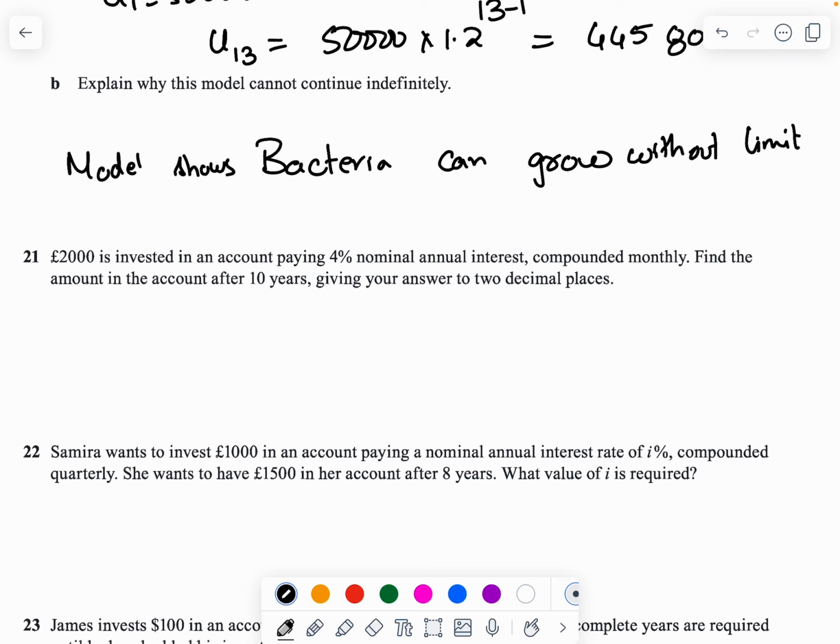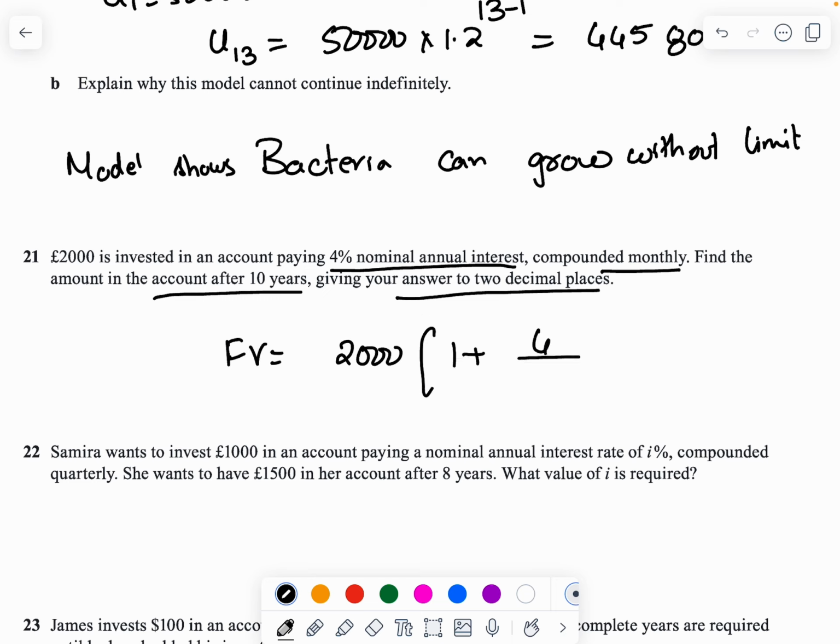Question number 21. 2,000 pounds is invested in an account paying 4% annual interest, compounded monthly. Find the amount in the account after 10 years, giving your answer to two decimals. So the present value will be 2000. This is a formula you need to remember, plus 4%, 4 upon 100, because it is monthly, you should divide by 12, whole to the power of 12, again 12, because it is monthly. If it is not monthly, this 12 is not required. Times how many years? 10 years. Simplify that, you should be getting 2981.67.